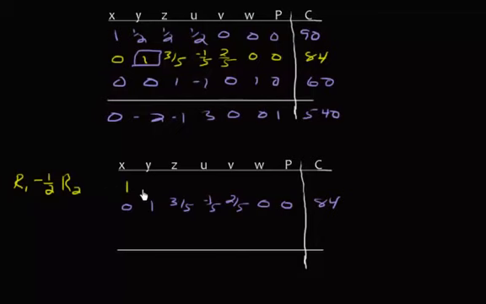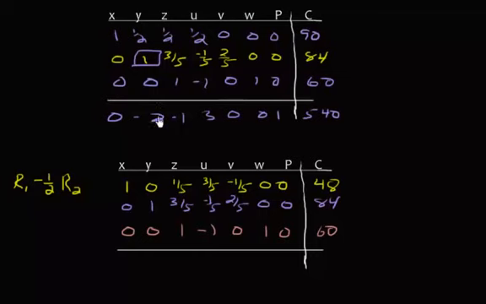And if you do that correctly, you will get 1, 0, you'll get a 1/5, 3/5, negative 1/5, 0, 0, 48. All right, let's take a look at row 3. Row 3 is already a 0 here, which means we don't have to do anything to it. So let me just write that back in.